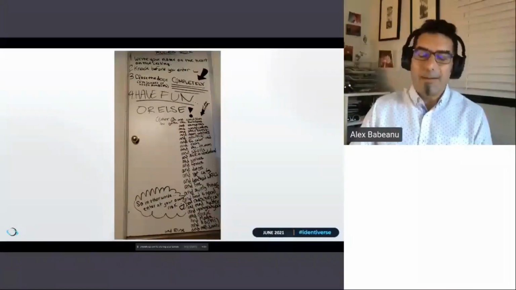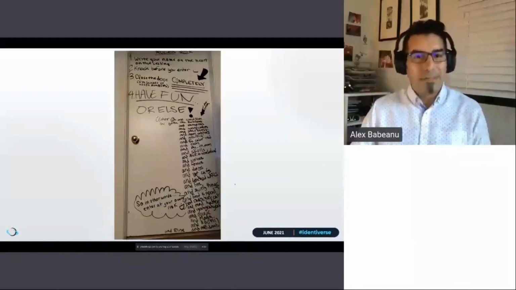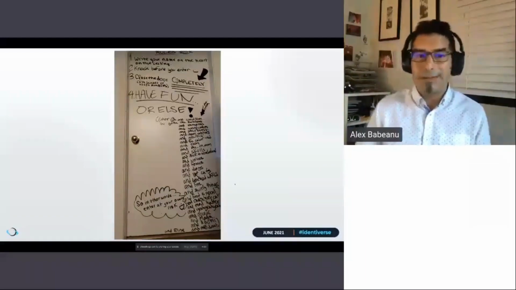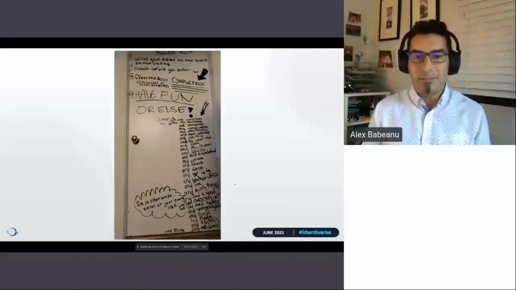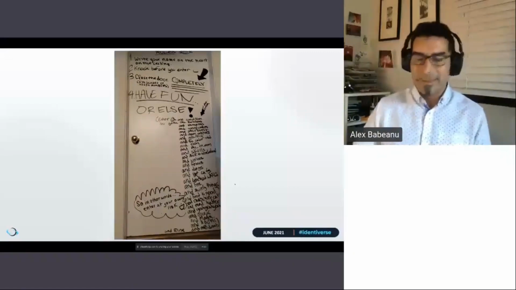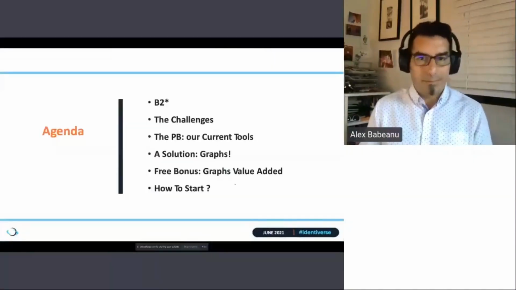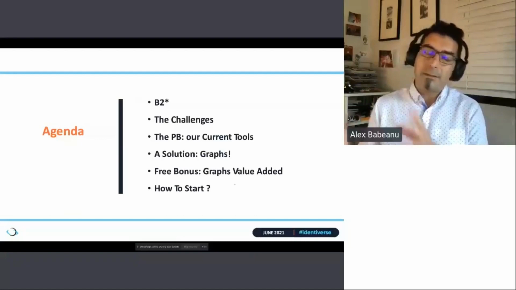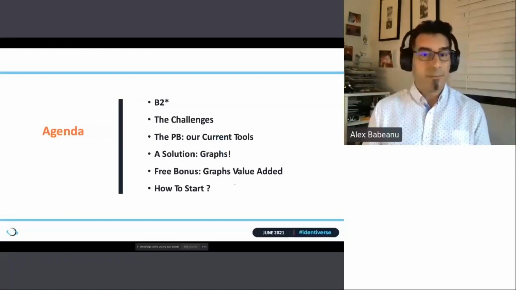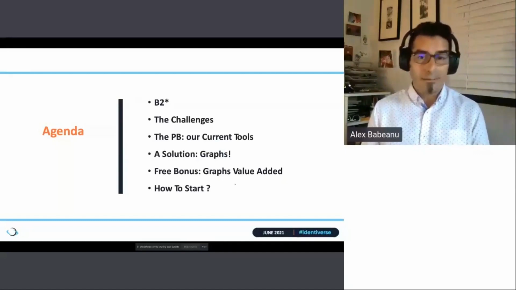Nowadays, access policies start to look exactly like this, or even more complicated than that. And this is particularly true in B2 star environments. And that's what I'm going to talk to you about today. Here's what we're going to look at. We're going to talk about B2 star and what I mean by that. We'll have a look at the challenges of these environments. We'll have a look at the problems and look at our current tools and provide a solution. We'll talk about graphs. And we'll have a look at the value added of graphs and how to start.